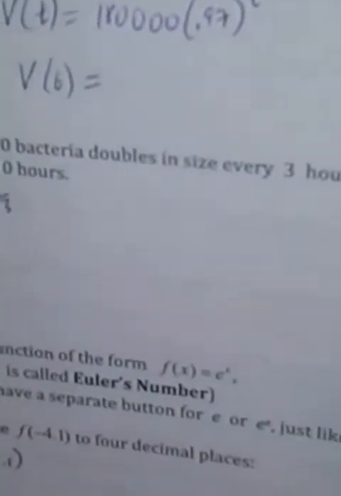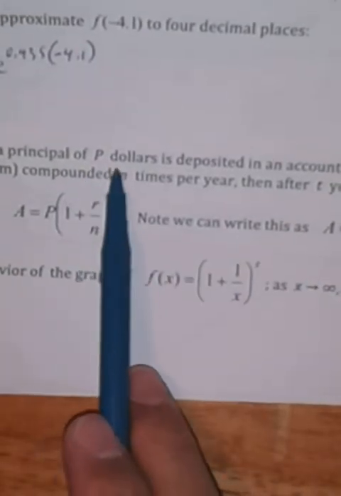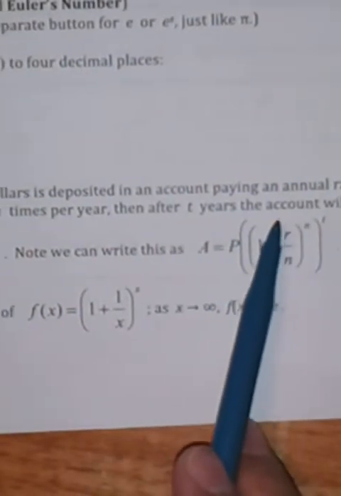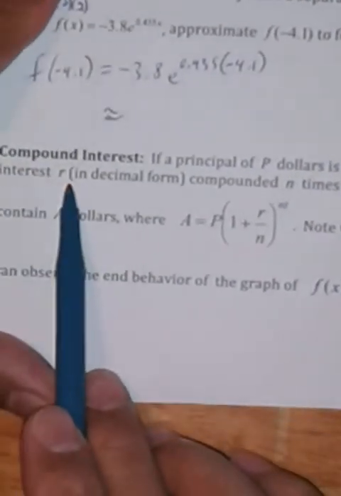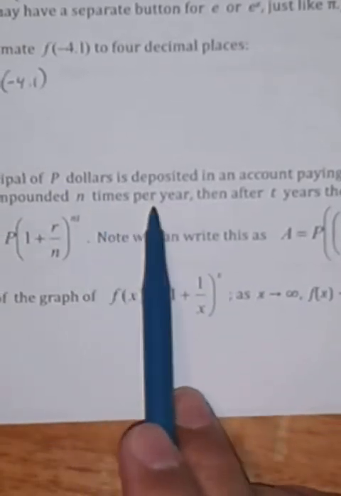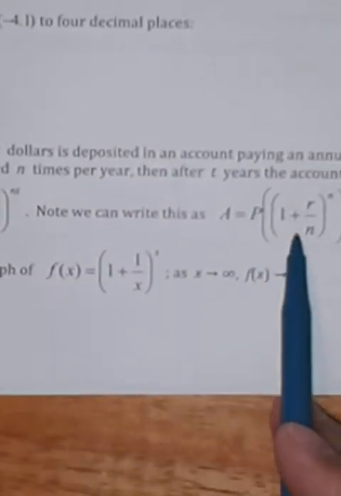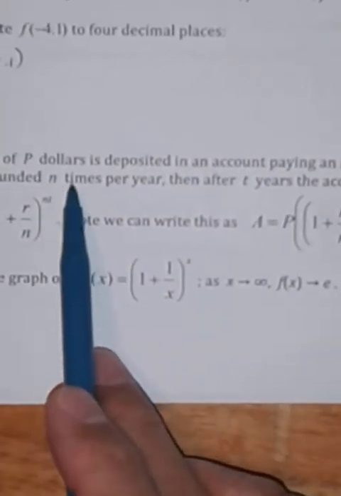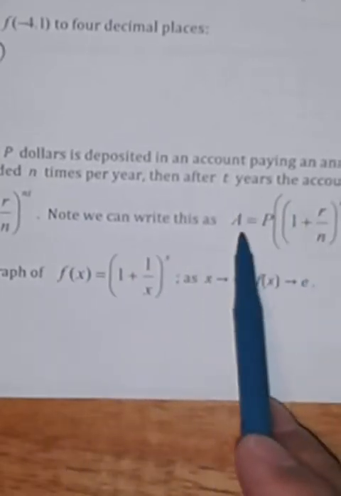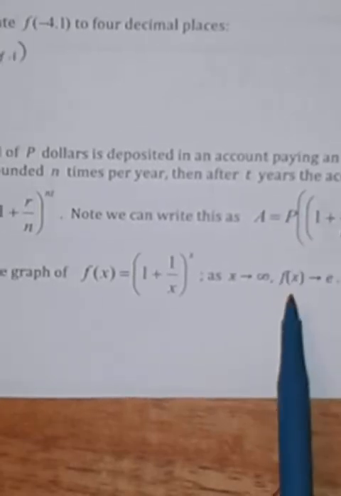All right. So we have principal P dollars. That means an investment or a loan. Deposit in an account paying an annual interest rate of r in decimal form, compounded n times per year. So quarterly would be 4 times per year, and monthly would be 12 times per year, right? So n equals 4 for quarterly, n equals 12 for monthly. Then after t years, the account will have that much money, right? A equals whatever we get from multiplying the initial amount times all this stuff right there.